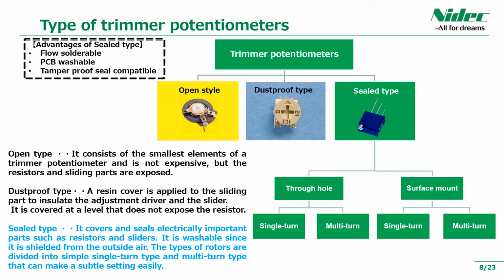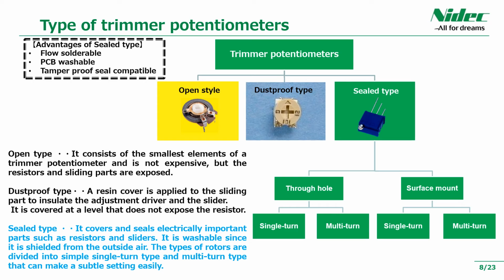Some products with an O-ring in the rotating part have a certain degree of airtightness, but foreign matter may adhere to the sliding range and cleaning is not feasible after soldering. Finally, the sealed type is divided into a single-turn and multi-turn type. The single-turn type works to adjust the rotor with the slider fixed in one rotation from one end of the resistor to the other, and the multi-turn type can rotate the lead screw multiple times.